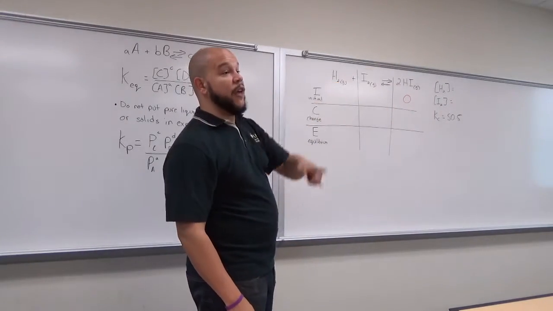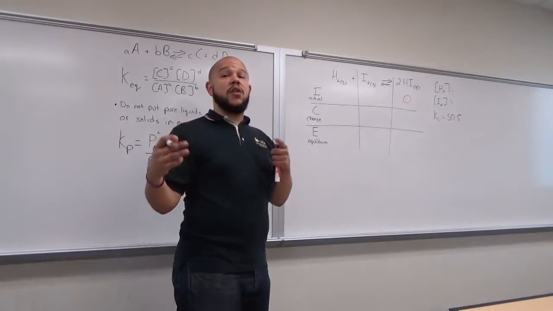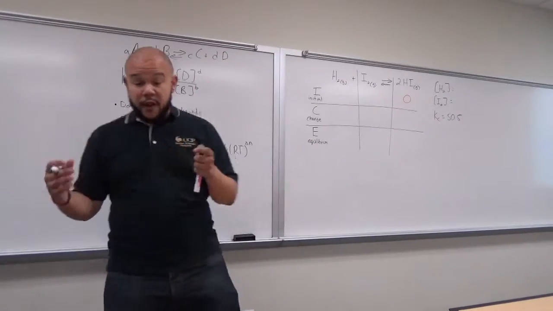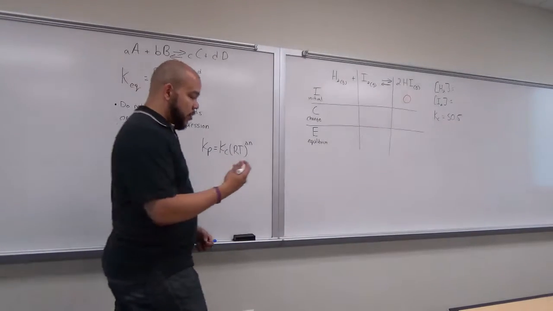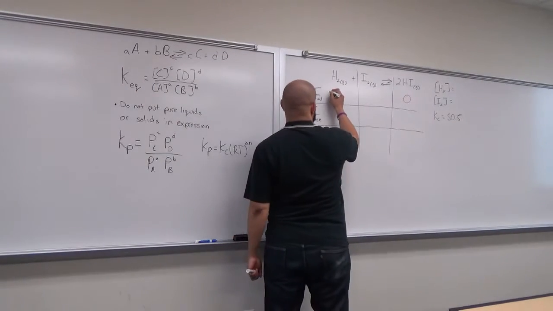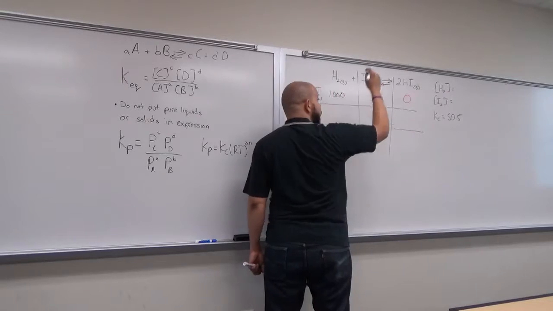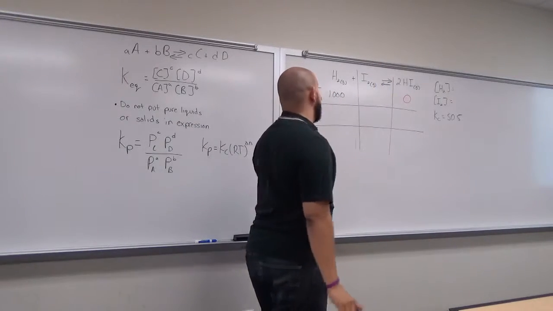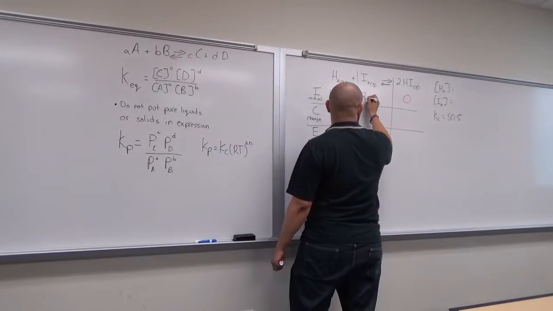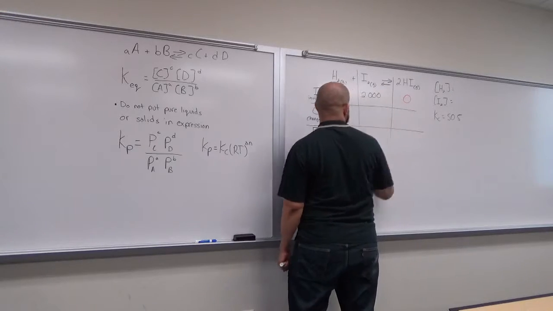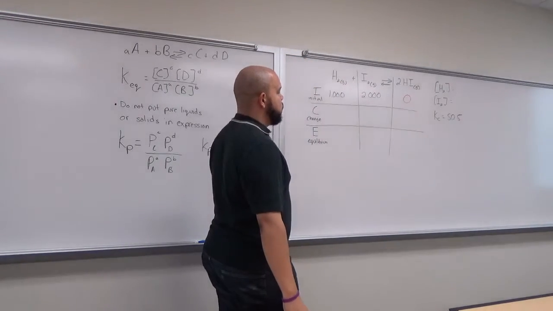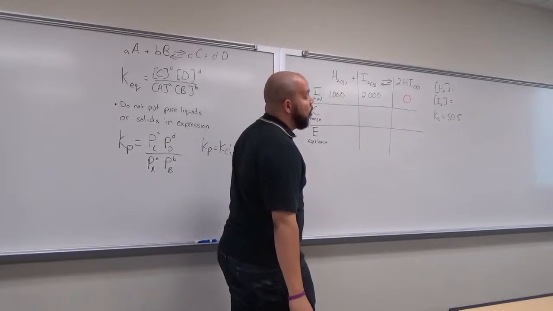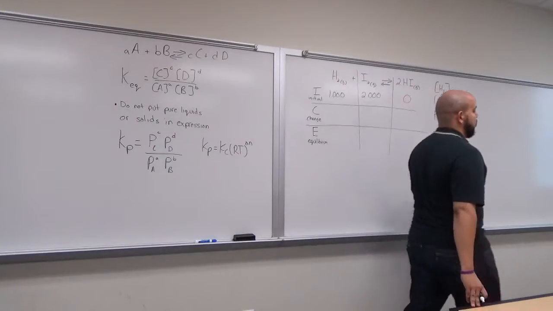A flask is filled. This is the language that you're going to start seeing, different language. If you fill a flask with something, that's going to be considered initial, right? So it should just be 1.000 moles over liters, right? Here, 2.000, 2 moles over 1 liter. We should have 0 to start with of products.